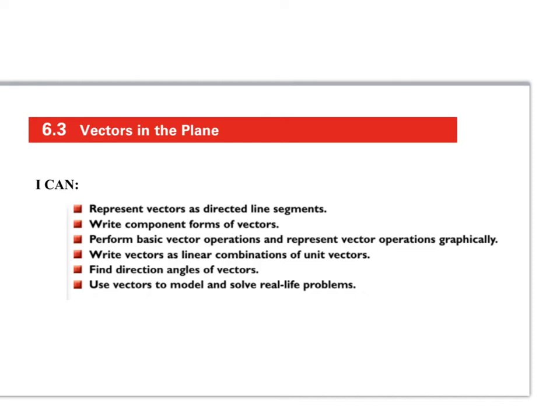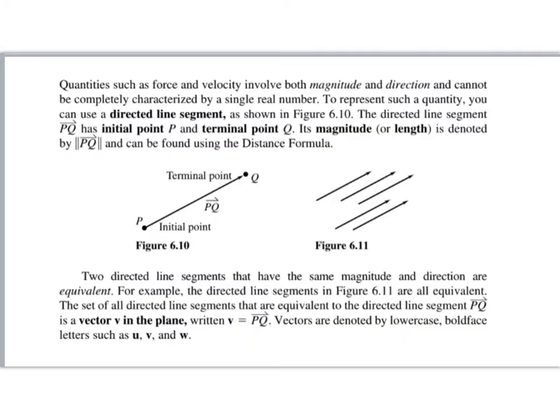Okay, we're going to start 6-3, vectors in the plane. Your I can statements are right here. You can represent vectors as directed line segments and components of vectors. You can do operations, we're going to write linear combinations, and we're going to find direction angles of vectors, and so on. Okay, let's move on.